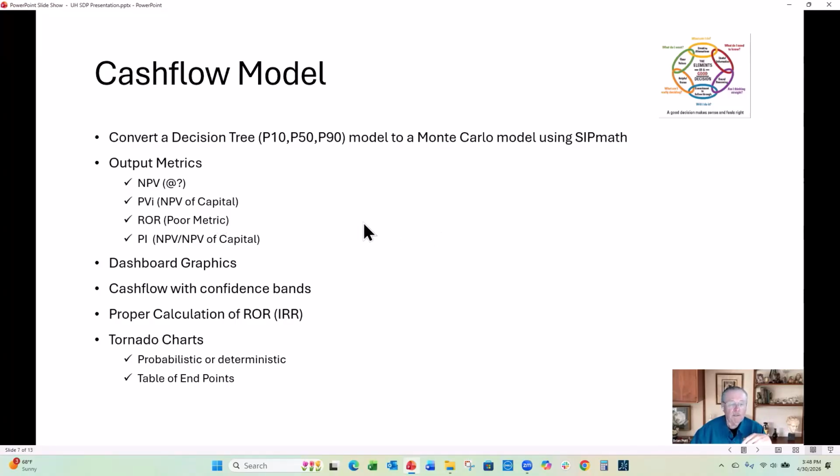And then there's something called PVI. What is that? That's the NPV of capital spend. Well, why is that important? I want to know how much capital I'm going to have to spend, because the metric I'm really going to look at is called profitability index, which is the ratio of NPV divided by the NPV of capital, which we know as PVI. That is a really good metric that's used by a lot of oil companies anyway. I don't know if it's used outside of the oil companies.